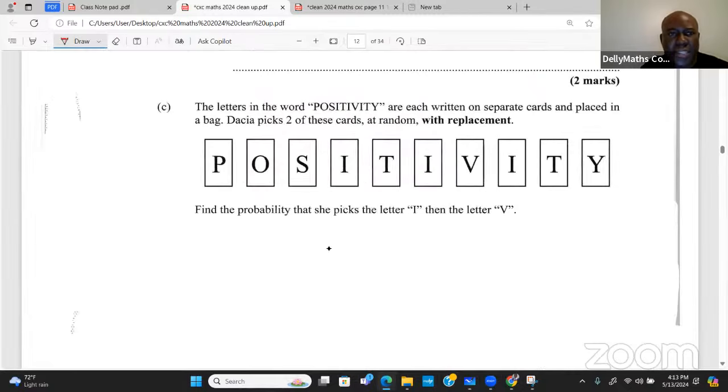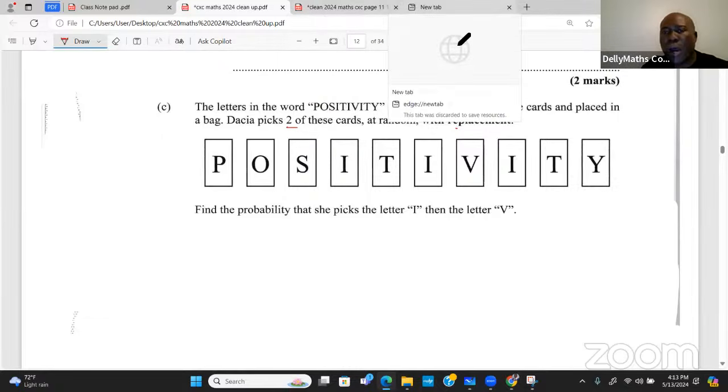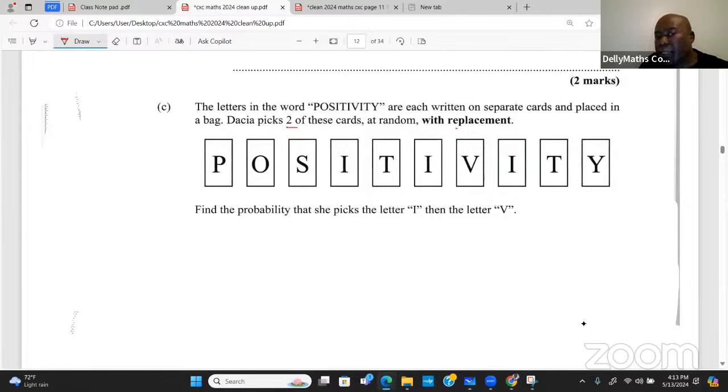The next question says the letters in the word positivity are each written on separate cards and placed in a bag. Dacia picks 2 of these cards at random with replacement. With replacement means that when she picked them, she drops it back. That's it. You picked it up, then you drop it back. So what you want to do here, they want us to find the probability that she picks the letter I, then the letter V.